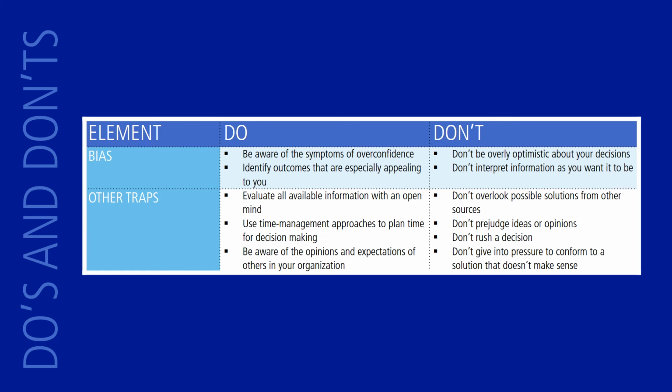Let's take a look at the do's and don'ts of problem-solving traps. First, bias. Do be aware of the symptoms of overconfidence, but don't be overly optimistic about your decisions. Other traps: do evaluate all available information with an open mind, and don't overlook possible solutions from other sources. Take a look at these additional do's and don'ts as you think about problem-solving traps.